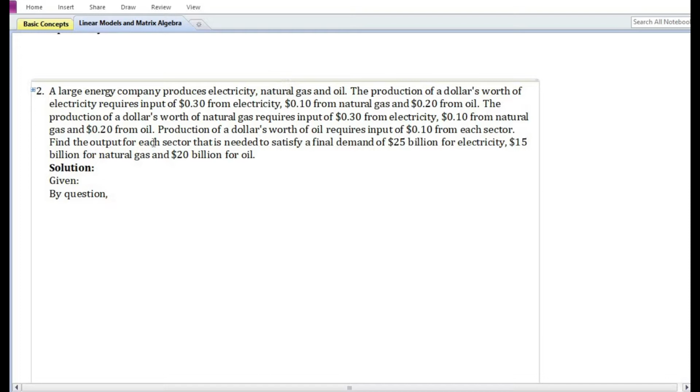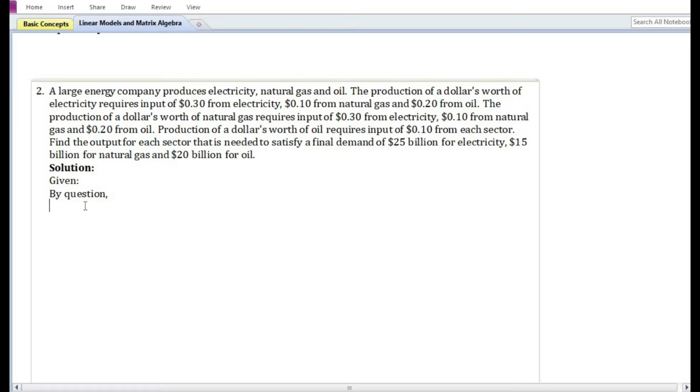Now they have asked us to find the output for each sector that is needed to satisfy a final demand of $25 billion for electricity, $15 billion for natural gas and $20 billion for oil. So in the question they have given the input requirements for producing each unit of output of electricity, natural gas and oil. They have also given the final demand.